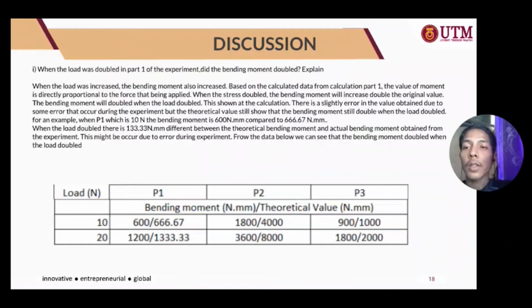For the data below, we can see that the bending moment doubles when the load doubles. As you can see, P1 is 600 at the load of 10. When the load is 20, it becomes 1200. For P2, at 10 Newton load, 1800, and at 20 Newton load, 3600. And for P3, at 10 Newton load, 900, and at 20 Newton load, 1800.